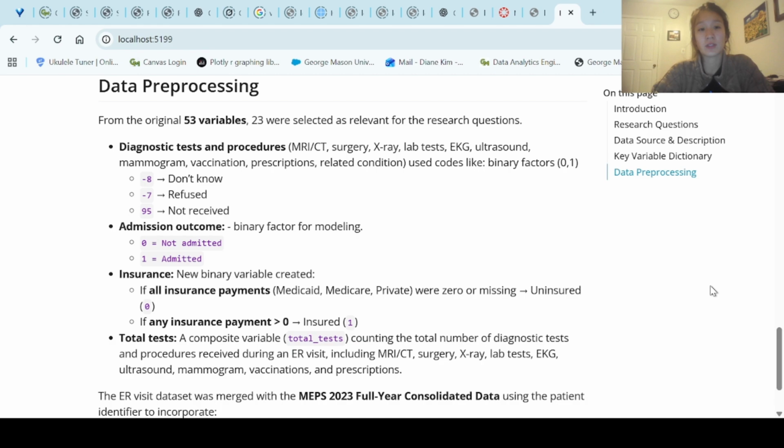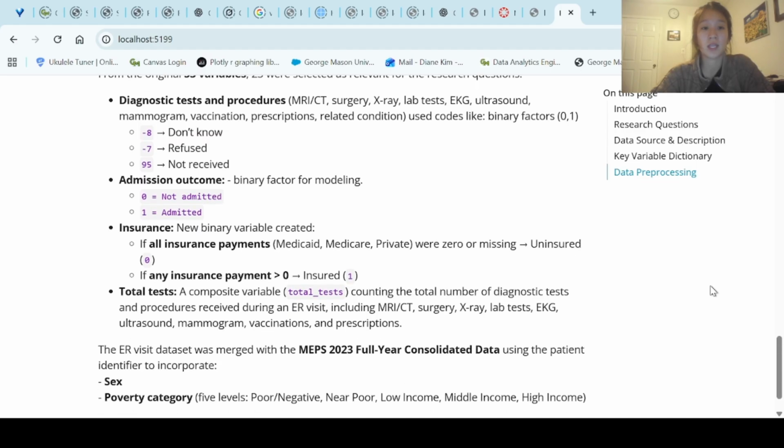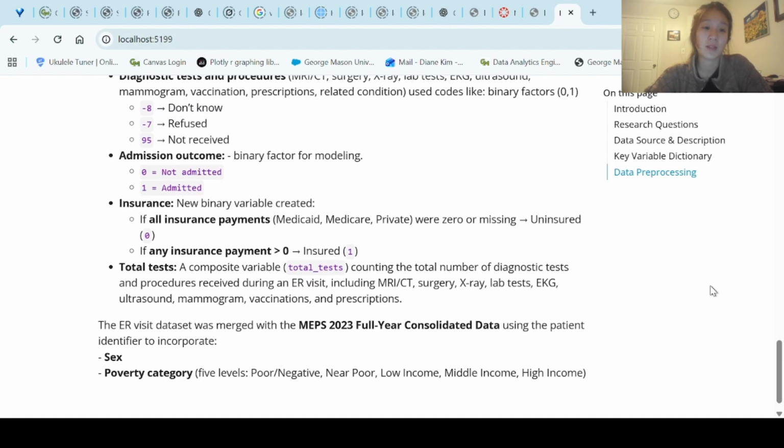So of the original 53 variables, I selected 23 that were relevant for the research questions. The variables had don't know, refused, or not received, which had negative values, which I recoded into either 0 or 1. As well as with the admission outcome, 0 or 1, a binary variable.